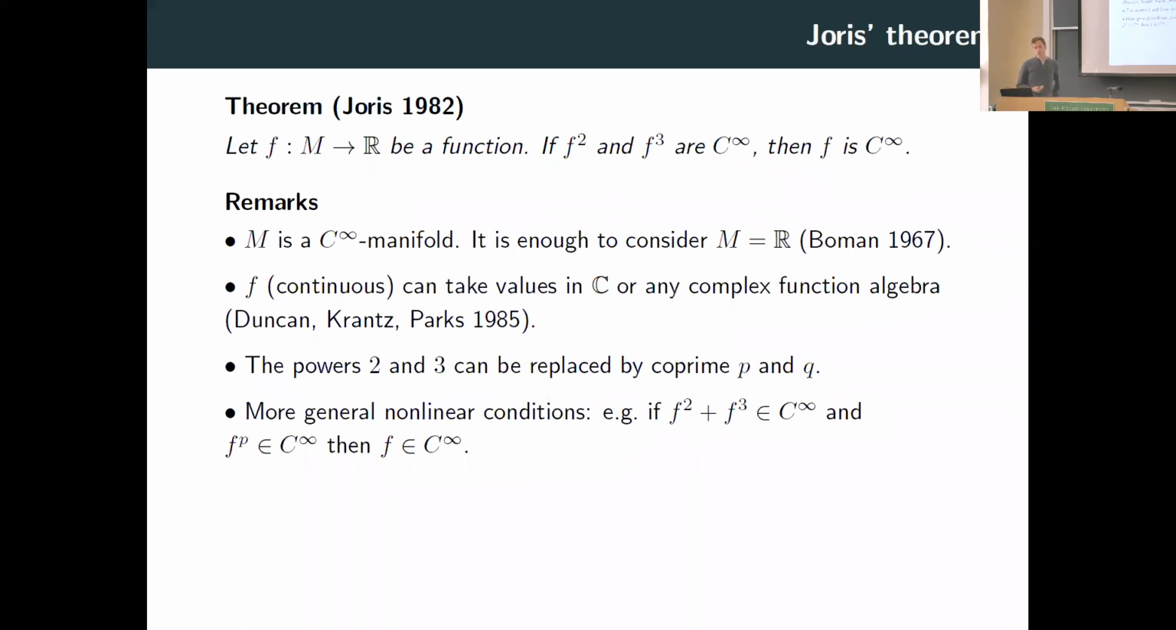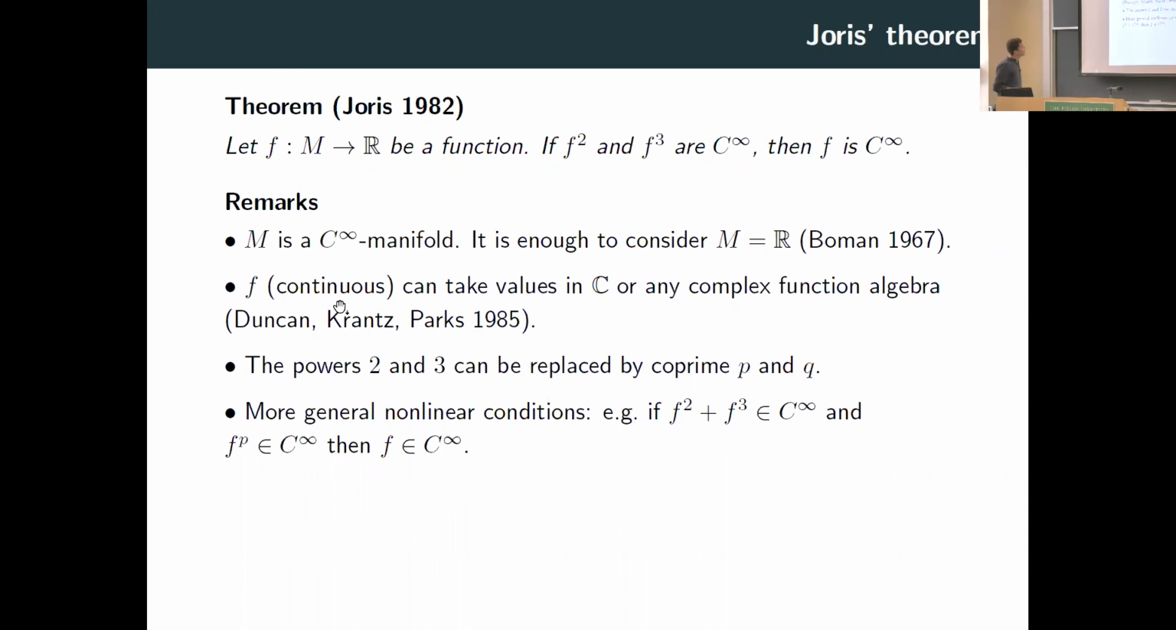Joris was not able to show this for complex valued functions. This was done a little later by Duncan, Krantz, and Parks in 1985. This is also true if F takes complex values, and it's even true if F takes values in a complex function algebra.